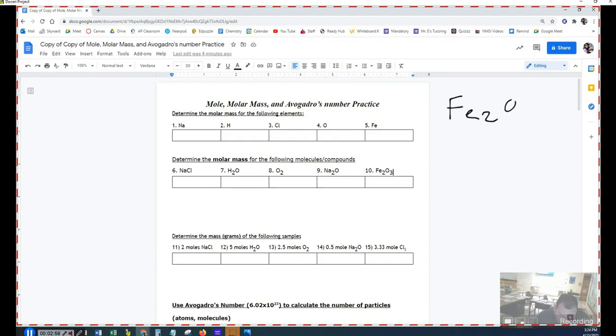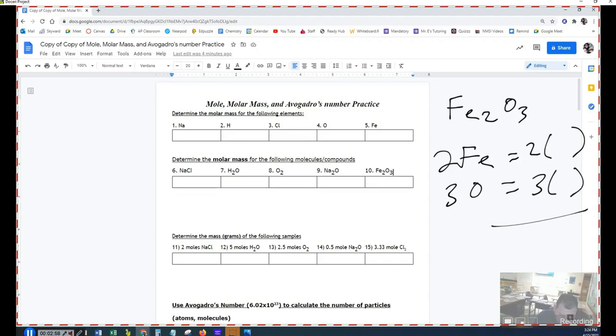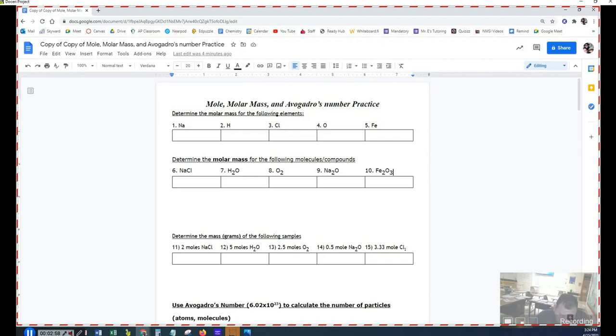Fe2O3. I'm going to let you guys do this one on your own. That's 2 irons and 3 oxygens. So you're going to do 2 times the mass of iron plus 3 times the mass of oxygen. Add all that up. You should get something around 160. All right. So there's our molar masses. That was easy.